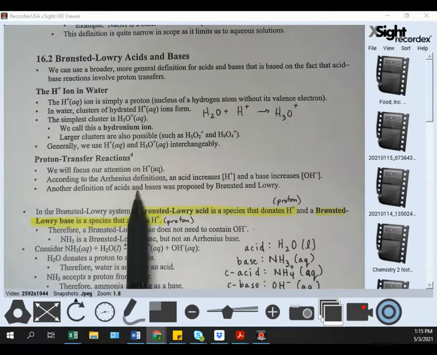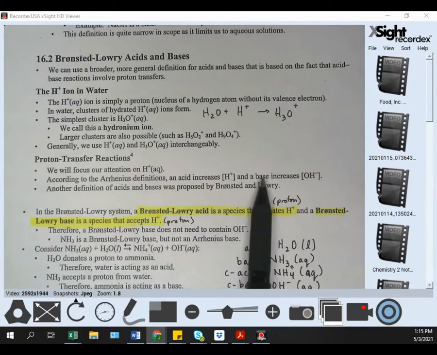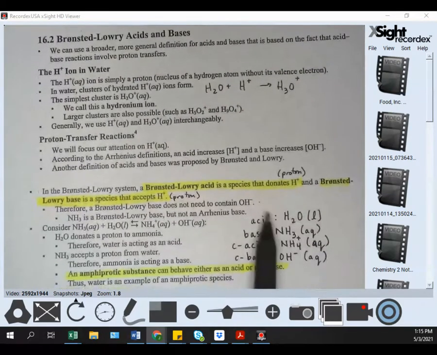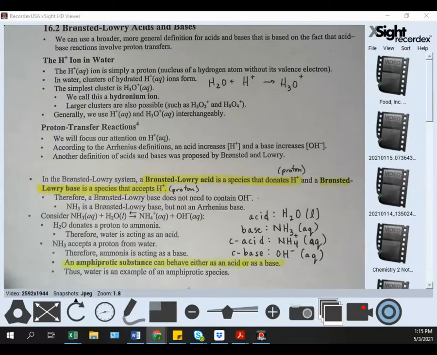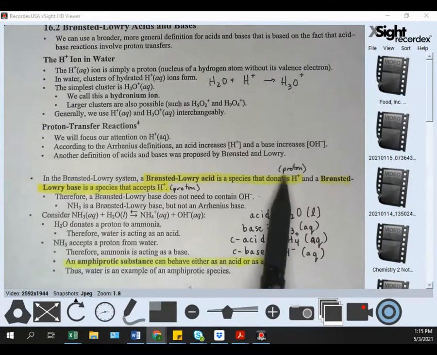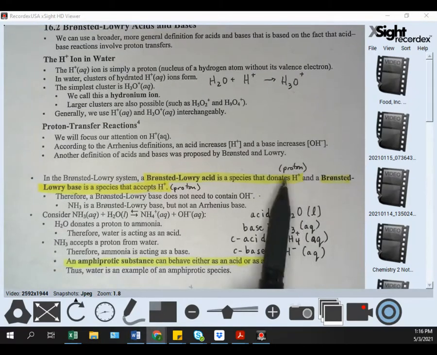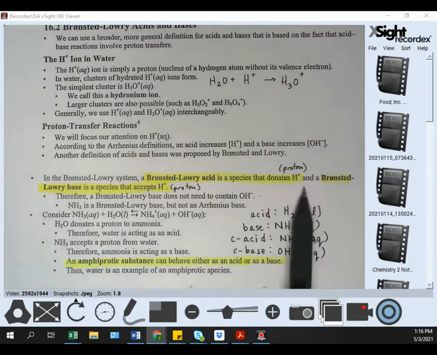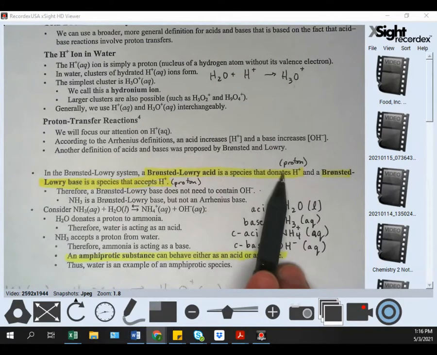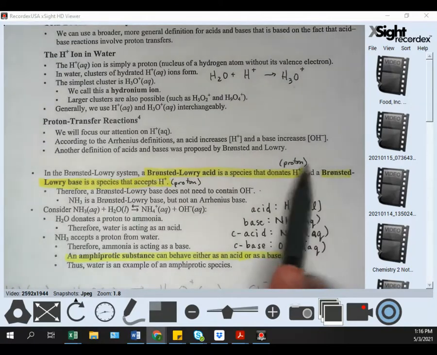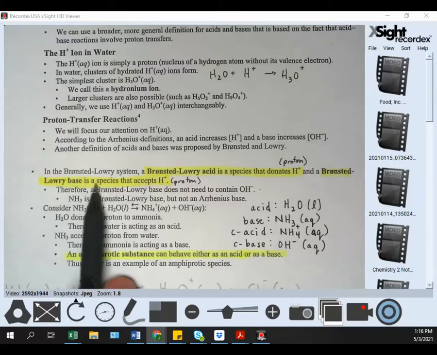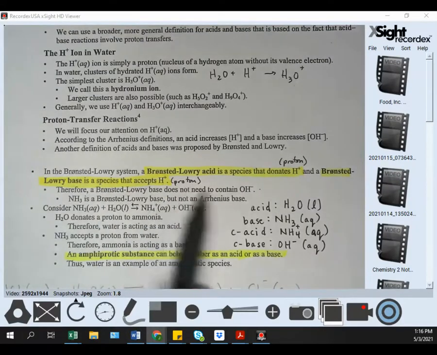According to the Arrhenius definition, an acid increases hydrogen and a base increases hydroxide. Bronsted-Lowry, however, looks at this from a more generalized viewpoint of just what is going to happen with the protons. Are they going to give up a proton or a hydrogen, or is it going to accept a hydrogen or a proton? Okay, so an acid is anything that donates a hydrogen or gives up a hydrogen or a proton. A base is anything that accepts a hydrogen or a proton. Now, by the way, when they say species, it's basically any kind of substance.